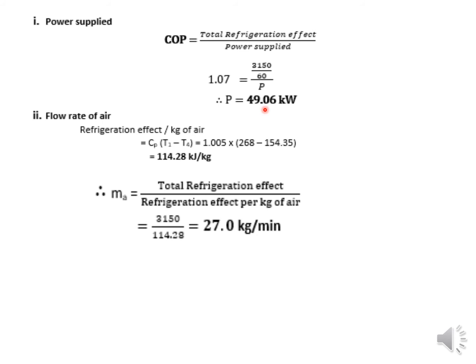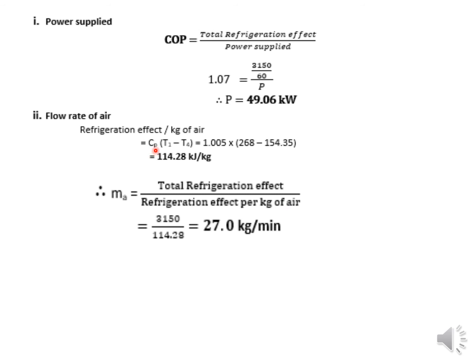What is the formula for COP, what is the formula for power supplied. This formula also is required for calculation in the further part. And what is the formula for flow rate of air? Flow rate of air formula is this one: MA is equal to total refrigeration effect divided by refrigeration effect per kg of air, right? Total refrigeration effect we have calculated initially and it is given data. So MA we need to calculate. Refrigeration effect per kg of air means for 1 kg how much is the refrigeration effect.